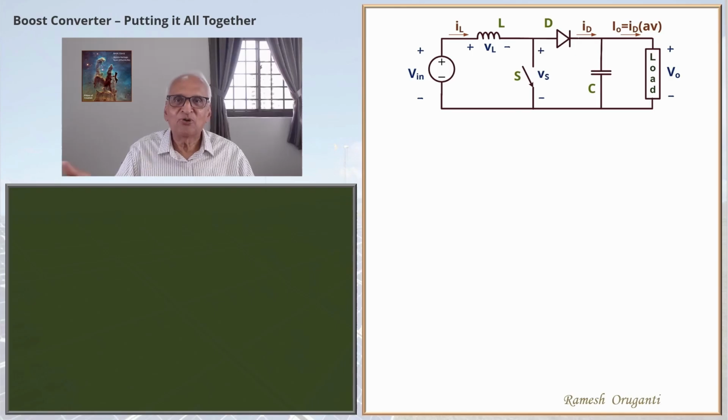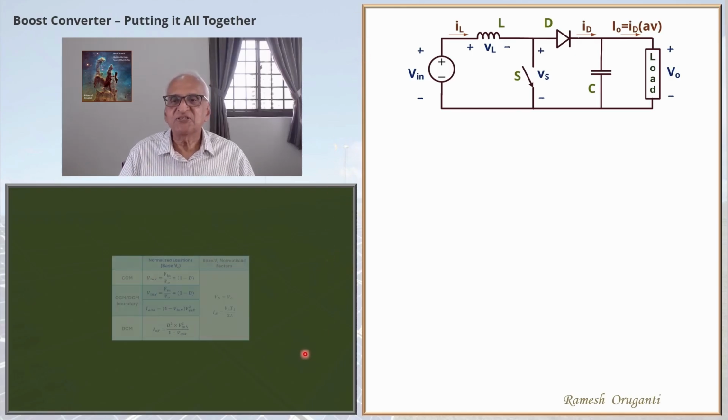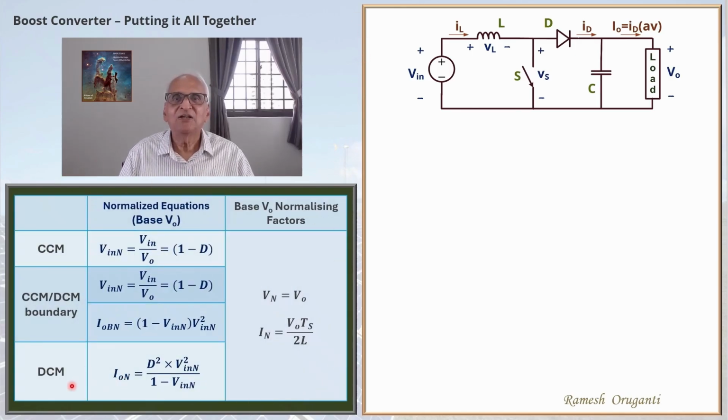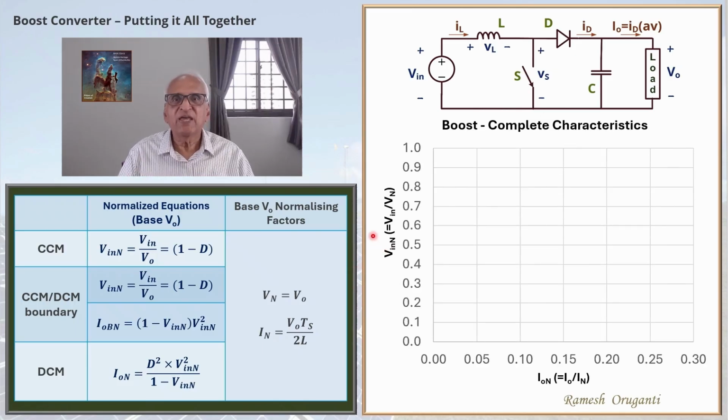Now the same table has been brought to the left hand side. You have the CCM, DCM and the boundary equations here, and these are the normalizing factors. We will plot V in N versus ION. The y-axis is V in N, V in by Vn. The x-axis is ION, IO by In. In this complete plot, V0 is being held constant. That means by adjusting the duty cycle every time, we are managing to get the same output voltage. So these curves that we are going to see are valid for one V0.